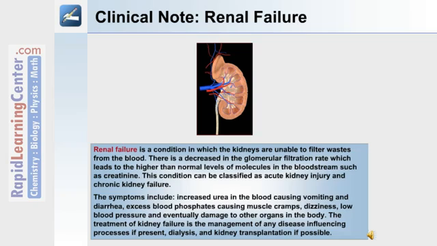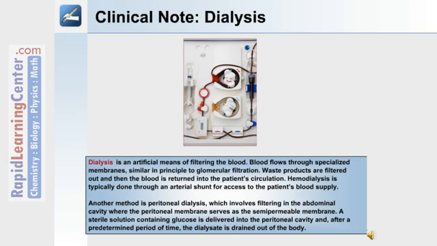This leads to vomiting and diarrhea, excess blood phosphates, which causes muscle cramps, dizziness, low blood pressure, and eventually damage to the other organs in the body. The treatment of kidney failure is the management of any disease influencing processes if present, dialysis, and kidney transplantation if it's possible. The following is a clinical note on a technique used to treat some patients with kidney disease: dialysis.